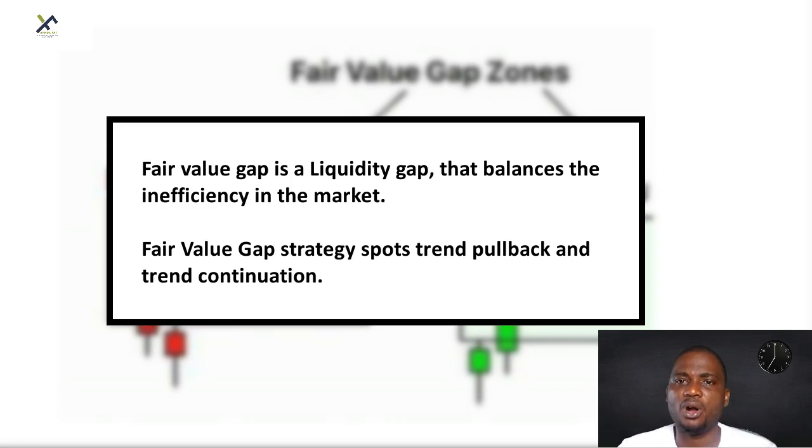Fair value gap, also known as the liquidity gap, balances the inefficiency in the market. The fair value strategy spots trend pullback and continuation. It shows you where a correctional wave is likely to end before the impulsive wave continues.